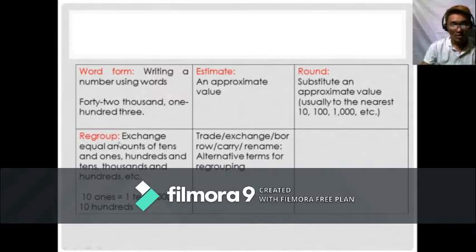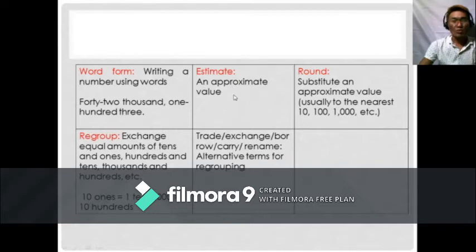Regroup. What is this word? Okay, when you say regroup, it is to exchange equal amounts of tens and ones, hundreds and tens, thousands and hundreds. Now we have here 10 ones. Okay, just put 1 ten. And then 1,000 equals 10 hundreds. So you multiply 10 times 10, it becomes 1,000. Okay, they're the same.